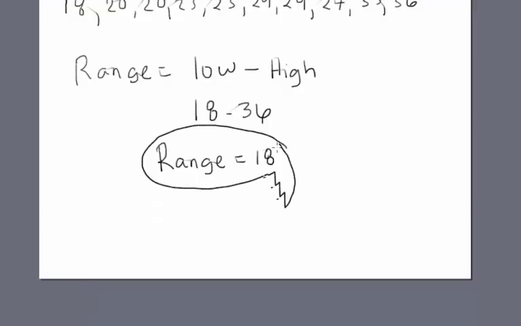The problem with the range is it doesn't really tell us whether we have a lot of variability or a little variability, because it's simply looking at the difference between the highest score in the distribution and the lowest score in the distribution. So we know now that there's an 18-point difference in the scores. Obviously, the smaller the number, the lower the variability. The larger the number, the greater the variability. But it doesn't really give us a sense of, in units, how far the scores are from one another.